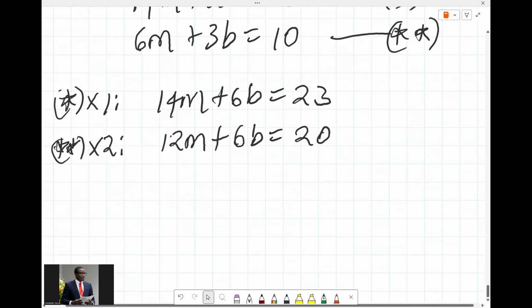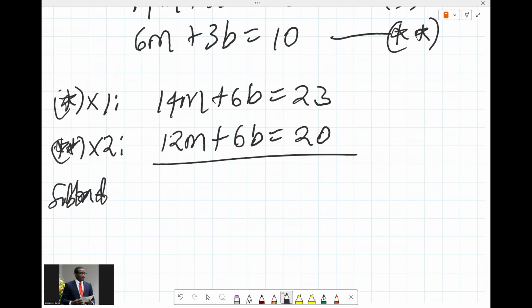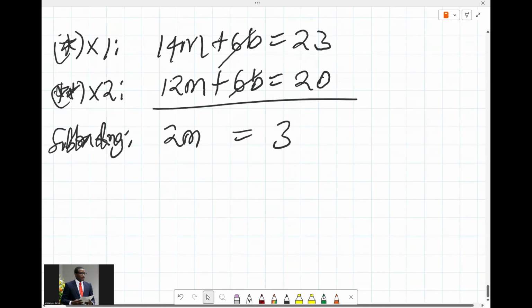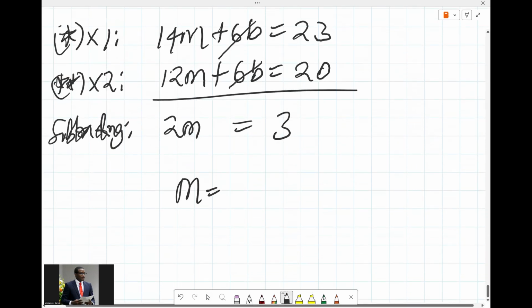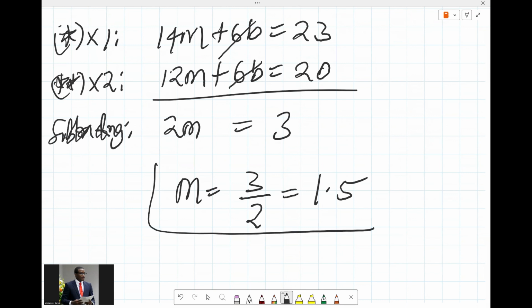So with this now, it's easy to eliminate b. We can subtract: 14m minus 12m is 2m, and 6b cancels. So 23 minus 20 is 3, okay? That means m is equal to 3 over 2, and that means the intercept is 1.5. So easy peasy, we have that sorted.